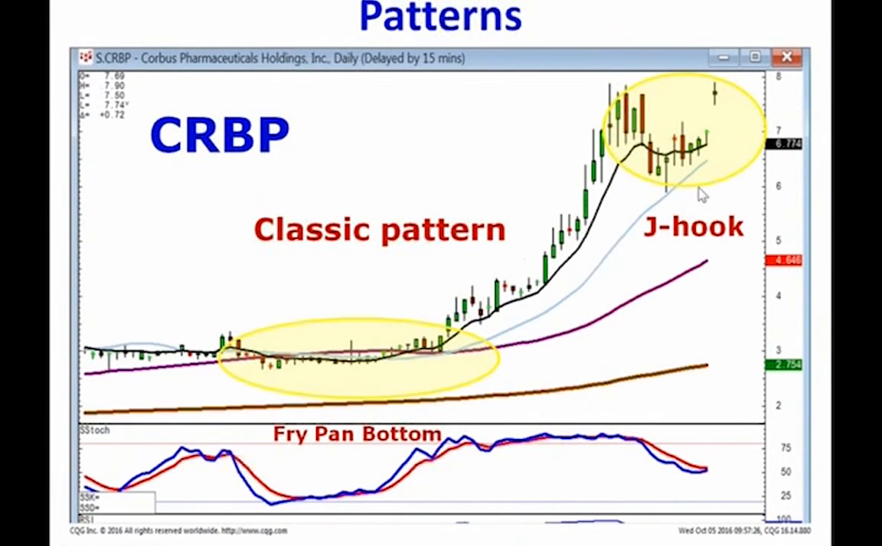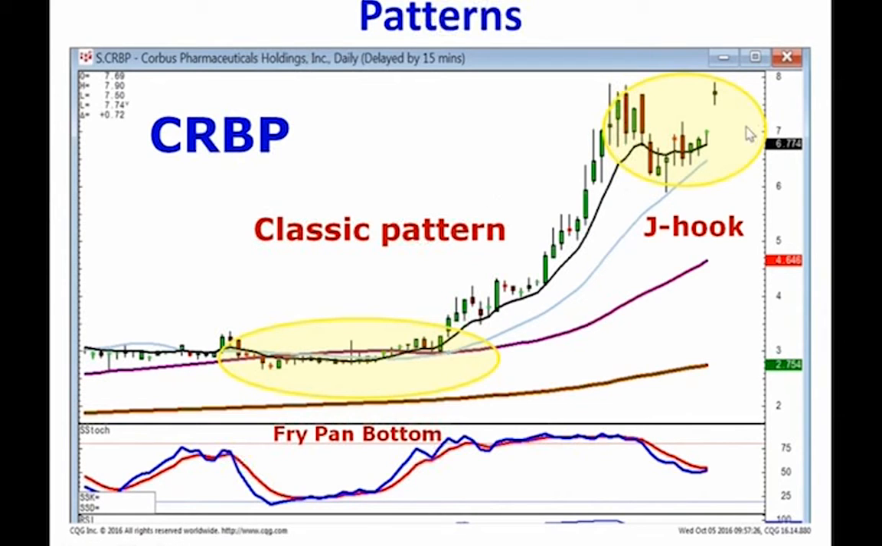We know what a J-hook pattern is. That's a strong price move followed by an indecisive pullback, and then starting back up, it does a J hook back to the upside. We're expecting this pattern because this is what we call the classic pattern. There's our fry pan bottom. What do we expect coming out of a fry pan bottom? A very strong price move. What do we expect for a J hook pattern? A very strong price move, and then the next move. We know that this wave right here will be the same magnitude as this wave right here.